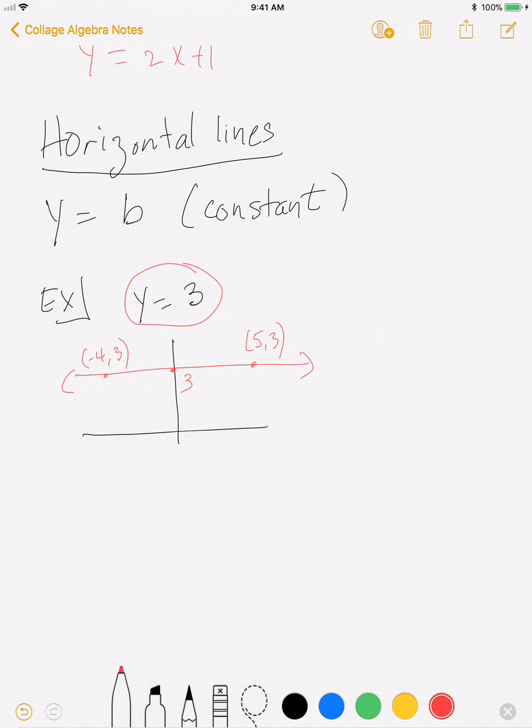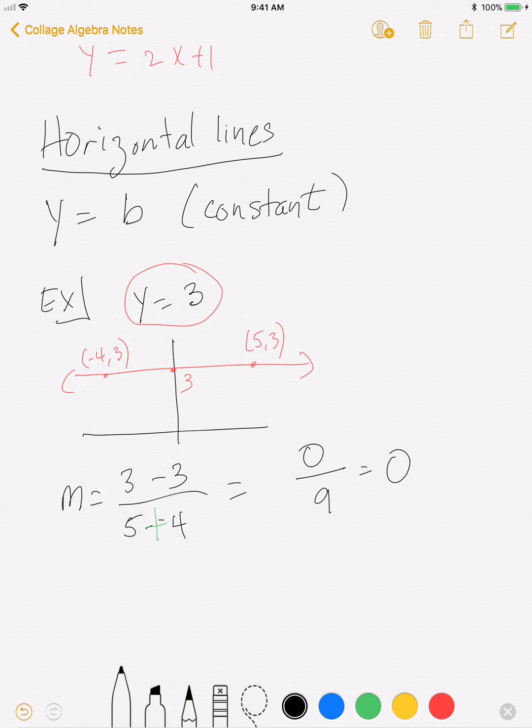If I try to find the slope of the horizontal line, y2 minus y1, let's make that 3 look a little bit better, divided by x2 minus x1, I will get an answer of 0 divided by a negative, and a negative becomes a positive over 9. But 0 over 9 is 0. Horizontal lines always have a slope of 0.